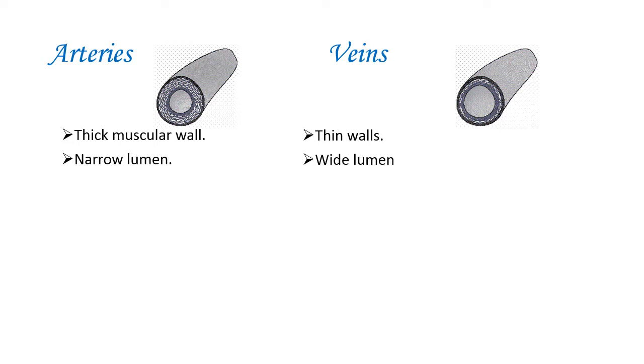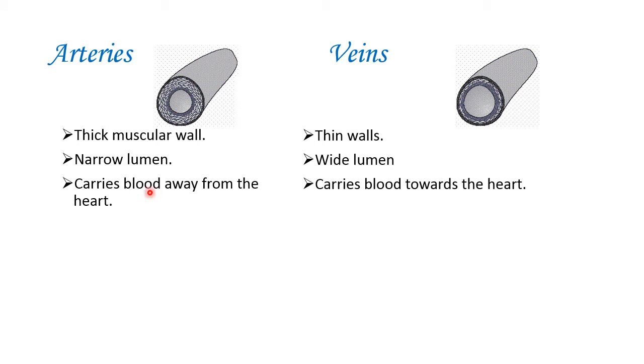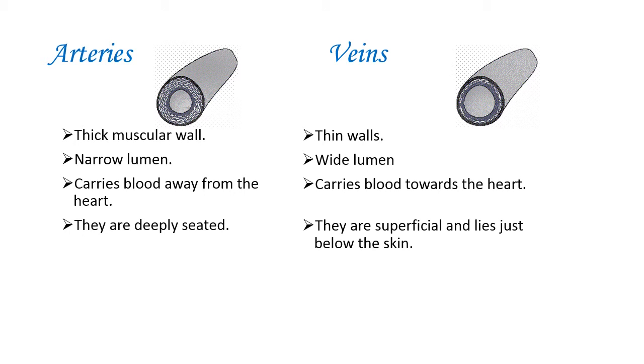Arteries have got narrow lumen. This is the lumen, and you can see that it is very narrow as compared to veins. The lumen of the vein is wide over here. Arteries carry blood away from the heart, whereas veins carry blood towards the heart. Arteries are found deeply seated in the skin, whereas veins are superficial and lie just below the skin. You can even see the blue colored veins from the skin. They are very clearly visible.